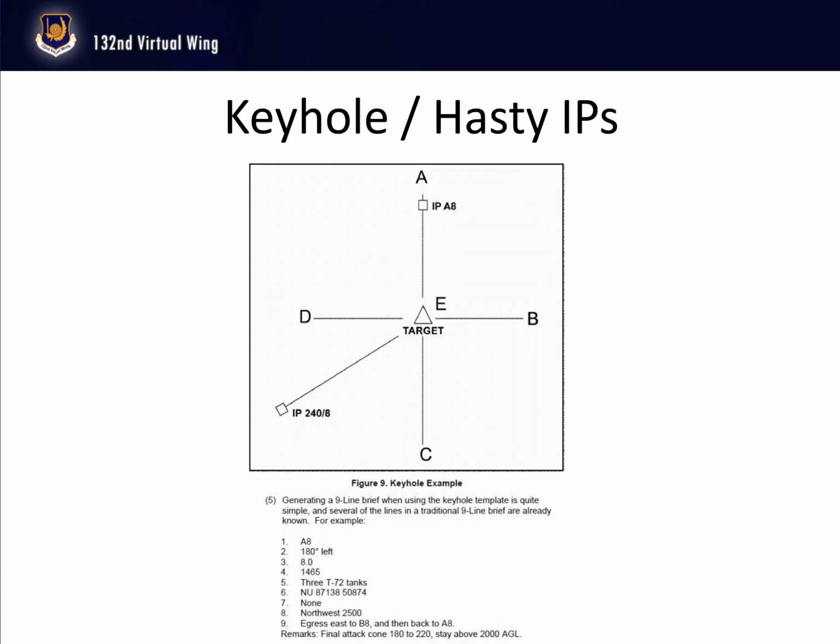From the echo point, we have 4 cardinal directions: Alpha, Bravo, Charlie, and Delta. Alpha North, Bravo East, Charlie South, and Delta West. And then we can go, okay, flight, this is JTAC, your IP is Alpha 8, which means from point echo, north, 8 nautical miles. This is the IP. It's very simple, very quick. Of course, it can be any other direction.